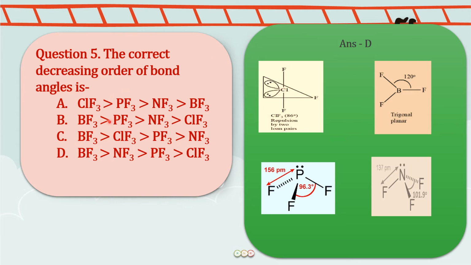Okay, so out of these options we have two possibilities: either B is going to be correct or it is D that will be correct. So only choices now are PF3 and NF3, which one will have a greater bond angle.